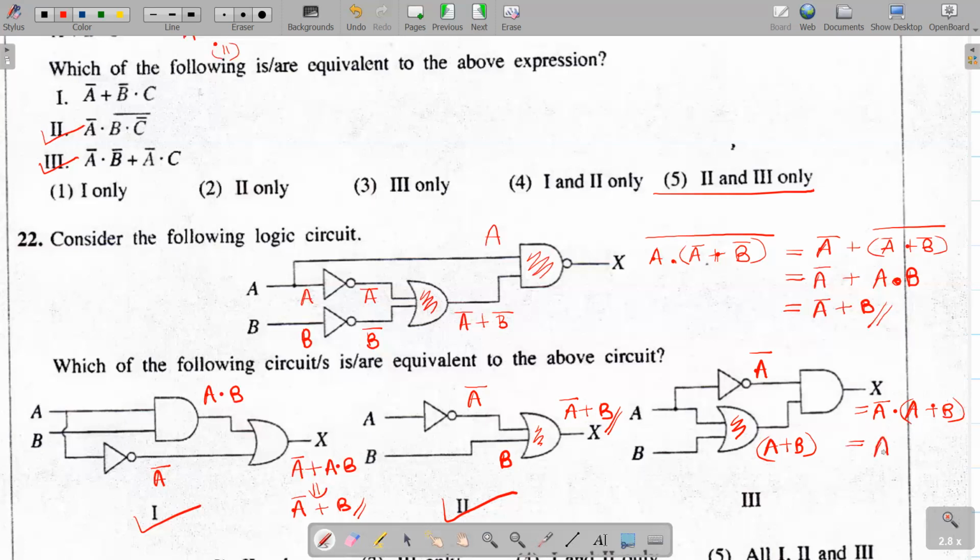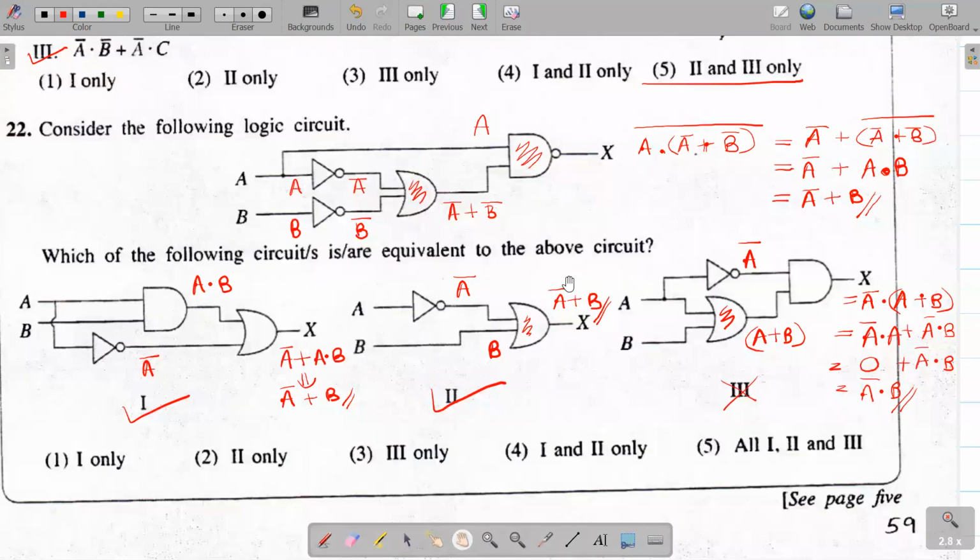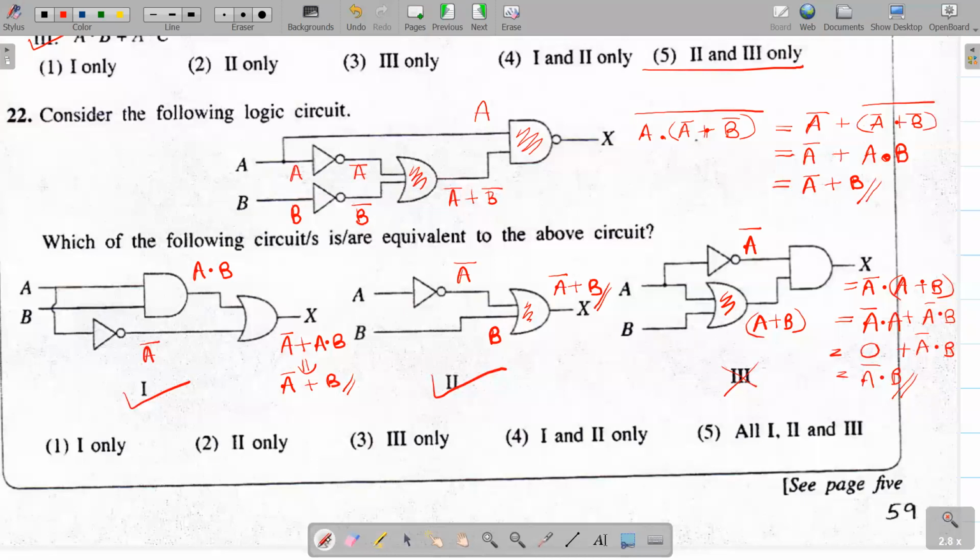So once we solve it, A bar dot A plus A bar dot B. A bar dot A equals 0 plus A bar dot B. The final answer is going to be A bar dot B. So which is not matching. Right? So the correct answer is going to be first and second. Right? For 20 seconds, that's going to be the answer.